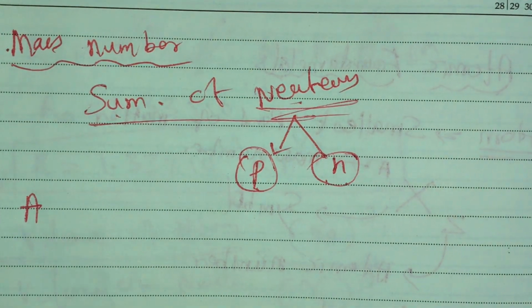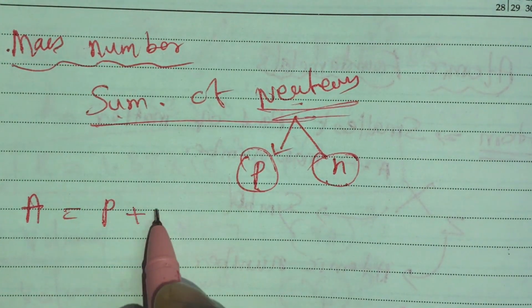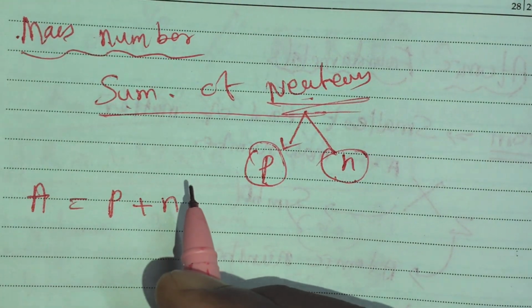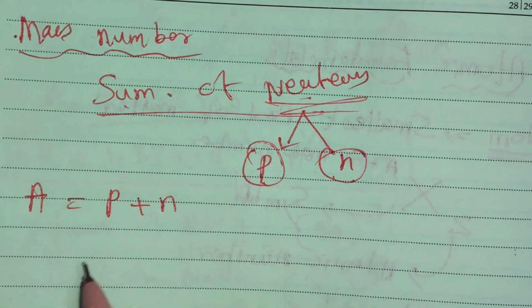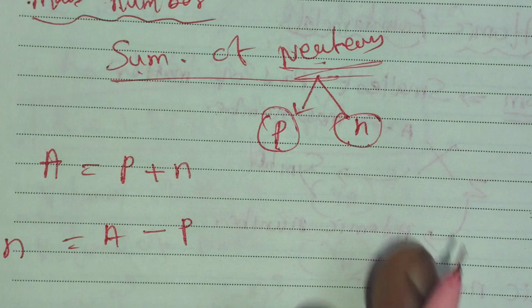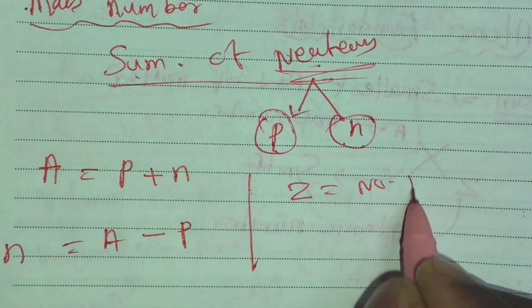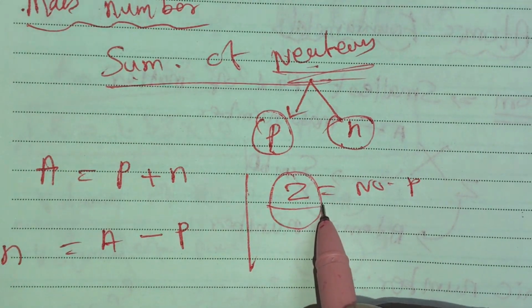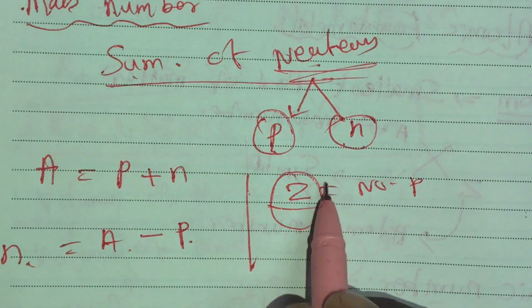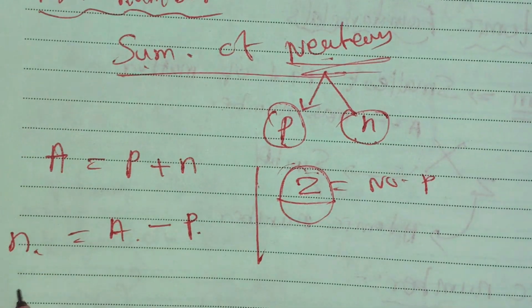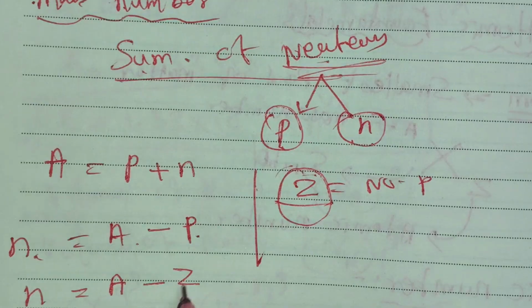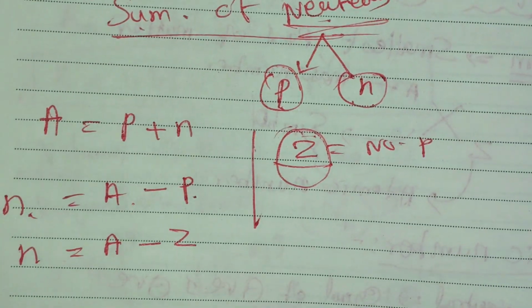So mass number, represented as A, is equal to proton plus neutron. Suppose we want to find the number of neutrons. Neutron is equal to mass number minus proton, and the number of protons is equal to the atomic number. So the formula can be changed: neutron is equal to A, the mass number, minus Z, the atomic number. That is the number of neutrons.